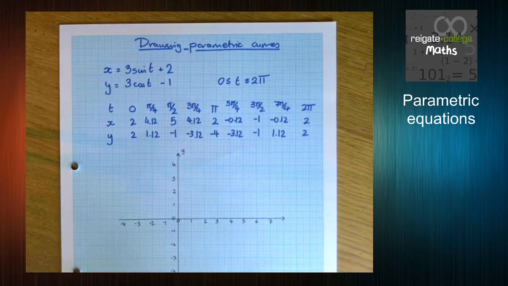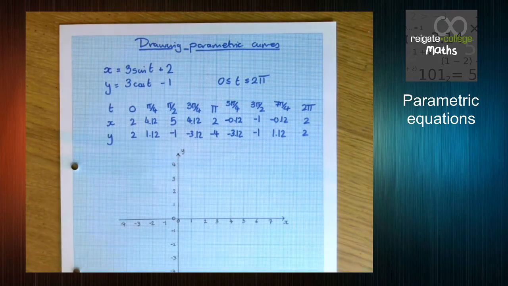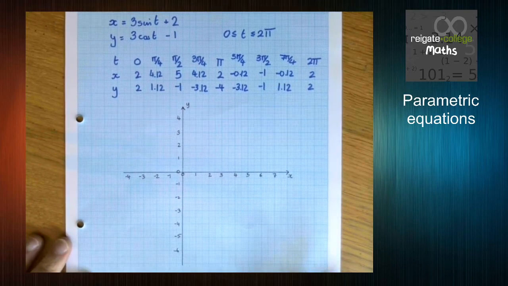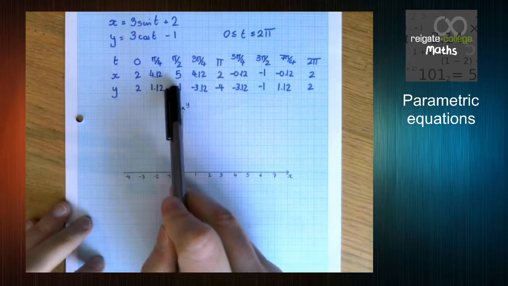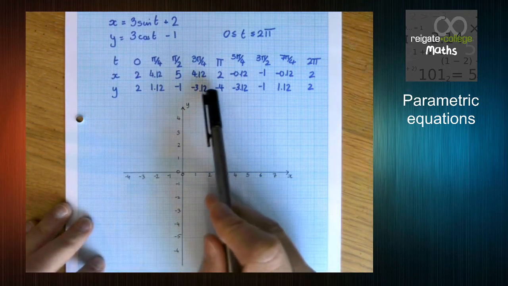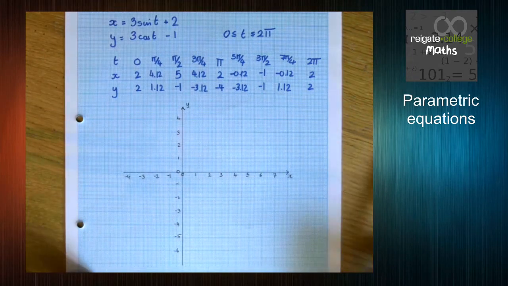So you can see I've written in all of the values there and drawn some axes. Again, depending on how kind the exam is, they may give you the axes already. So I've looked and gone, well, my x goes from -1 to 5, so I've just gone a little bit further, and y goes from -4 to 2, so I've gone a little bit further.